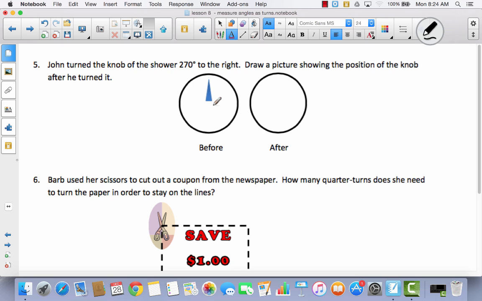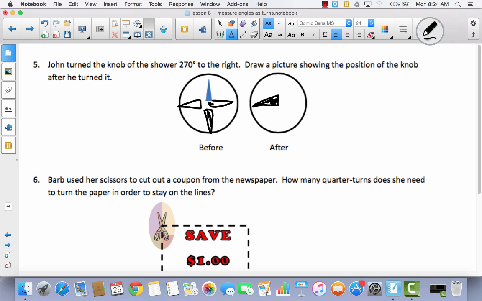All right, so if the knob starts to face this way, that would be a 90-degree turn. And then if it faced this way, that would be 180 degrees. But then if it faced this way, that would be another 90 degrees, which would be 270 degrees. So the correct answer would be to draw the knob facing here, and that would be a 270-degree turn.